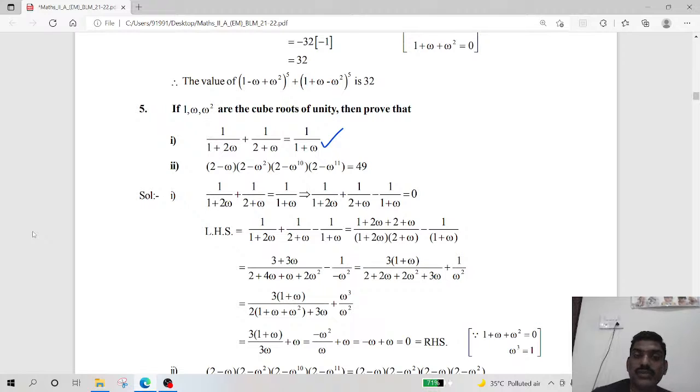1 by 1 plus 2 omega plus 1 by 2 plus omega is equal to what? Is equal to 1 by 1 plus 2 omega plus 1 by 2 plus omega minus 1 by 1 plus omega equal to 0. Okay, now let us simplify the left hand side. What is the LCM? 1 plus 2 omega into 2 plus omega.